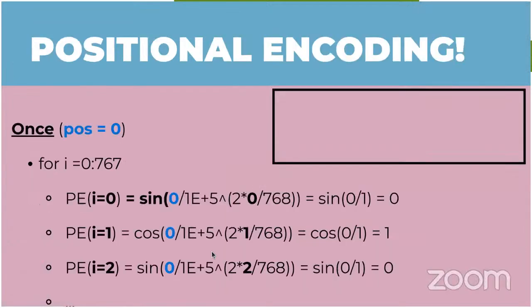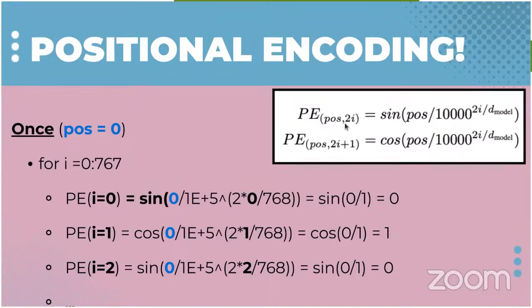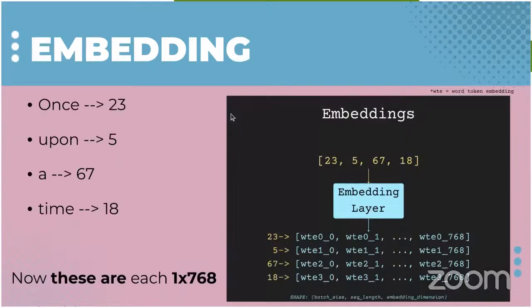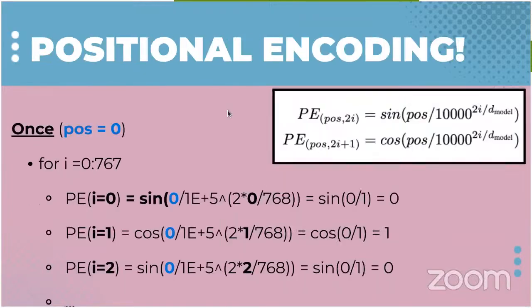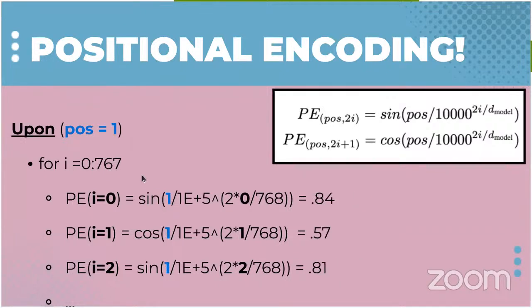That's how it's done. The positional encoding is now done by taking the current position. So for the first one, the position is 0. I'm sorry, this is supposed to be 767, that's correct. So it's 0, 1, 2, up to 767, 768 of them. Hope that makes sense. You take 0, put it into the formula, and get a number, so you get 768 of them, which matches the embedding vectors. You do that for "ones", and for "upon" you put 1 into the formula, you get 0.84, and all 768 of them, and you go on.